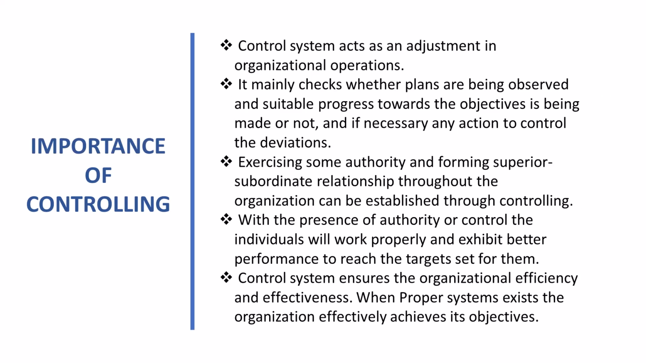Control system acts as an adjustment in organization operations. So in case someone goes too high, you are able to control them so that they can come back in a way they should be. Number 2, it mainly checks whether plans are being observed and suitable progress towards the objectives is being made or not, and if necessary, any action to control the deviation is taken.